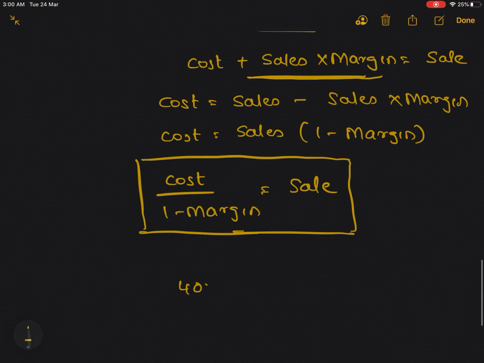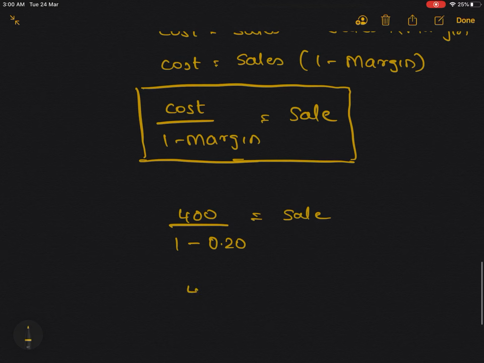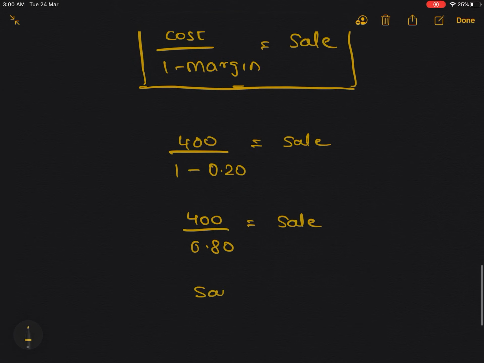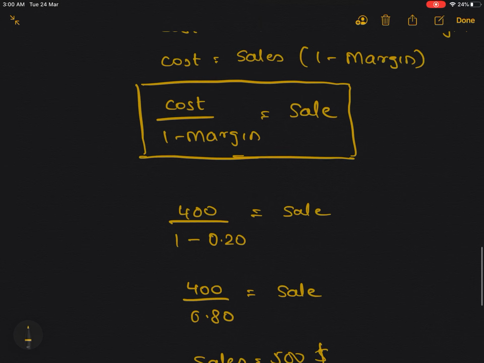So by simply plugging in these two data, I will get the answer for the selling price. So 400 upon 1 minus margin, which is 20%. I'm writing it as 0.2, is sale. 400 upon 0.80 is equal to sale. So sales is $500. So this is how simple it is.